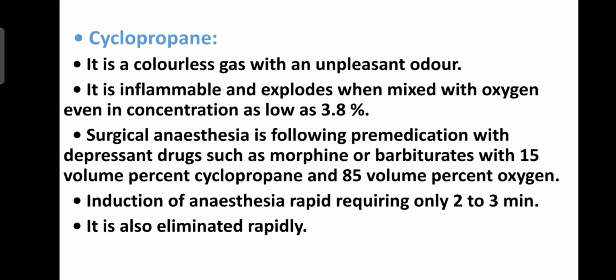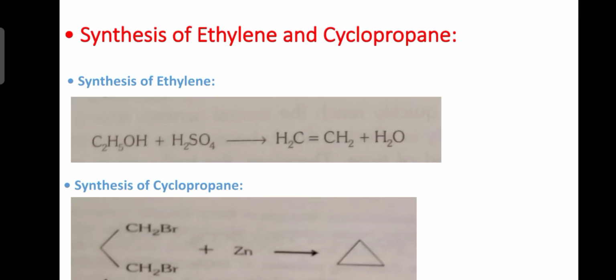Because of this hazard, it is seldom used. Second is cyclopropane. It is a colorless gas with an unpleasant odor. It is inflammable and explodes when mixed with oxygen, even in concentration as low as 3.8%. Surgical anesthesia is achieved following pre-medication with depressant drugs such as morphine or barbiturates, with 15 volume percent cyclopropane and 85 volume percent oxygen. Induction of anesthesia is rapid, requiring only 2 to 3 minutes. It is also eliminated rapidly. Synthesis of ethylene and cyclopropane.